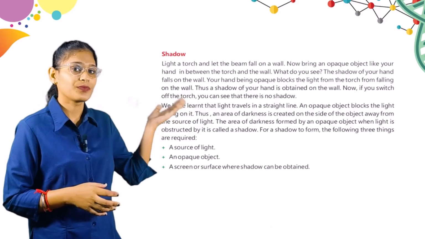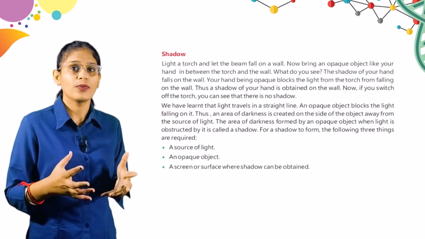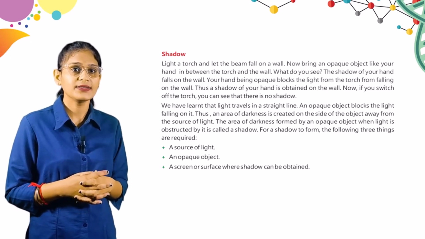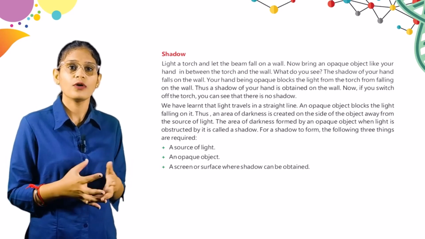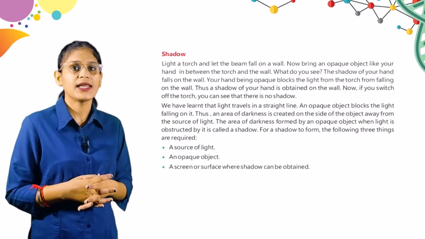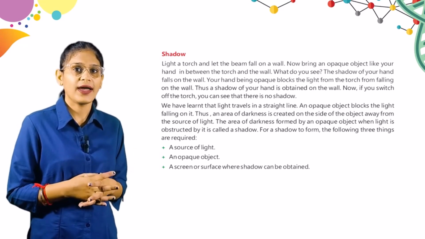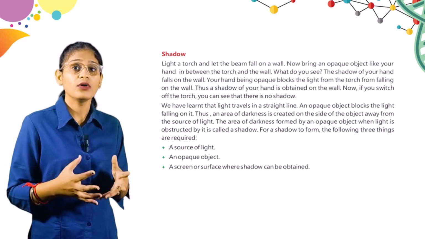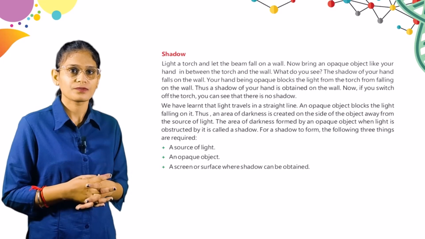Here, shadow. Light a torch and let the beam fall on a wall. Now bring an opaque object like your hand in between the torch and the wall. What do you see? The shadow of your hand falls on the wall. Your hand being opaque blocks the light from the torch from falling on the wall. The shadow of your hand is obtained on the wall. Now, if you switch off the torch, you can see that there is no shadow.